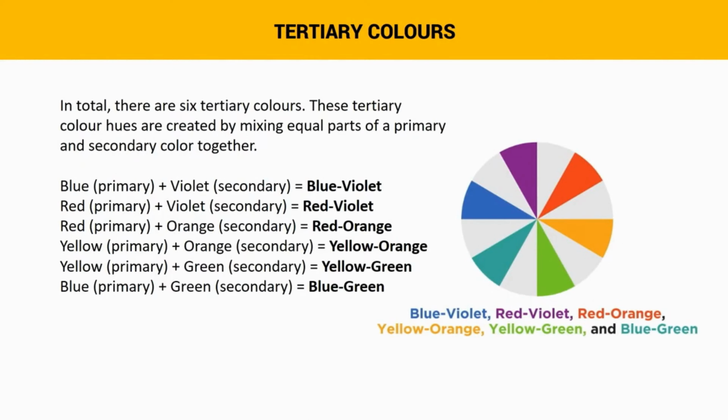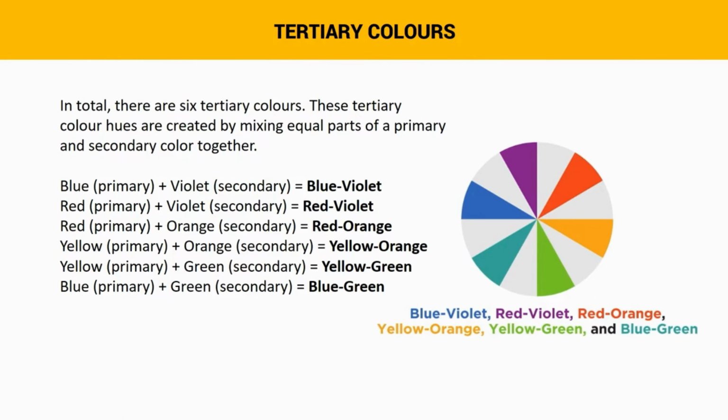Number 3. Tertiary colors. In total, there are 6 tertiary colors. These tertiary color hues are created by mixing equal parts of a primary and secondary color together. Blue, from primary, plus violet, from secondary, equals blue-violet. Red, from primary, plus violet, from secondary, equals red-violet.